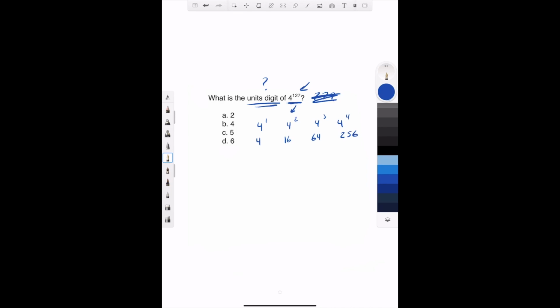Now, units digit just means the ones place. So see if there's a pattern with what's in the ones place. Look at that. It's 4, 6, 4, 6. The odd powers are 4. The even powers are 6. So if we have 4 to the 127, that's an odd power, so it's going to be what? 4. Boom, son.